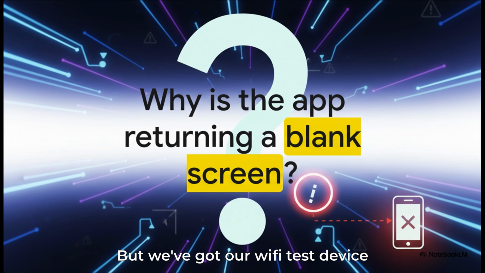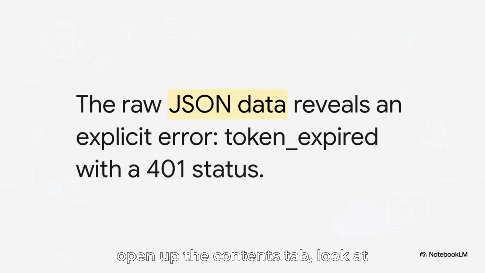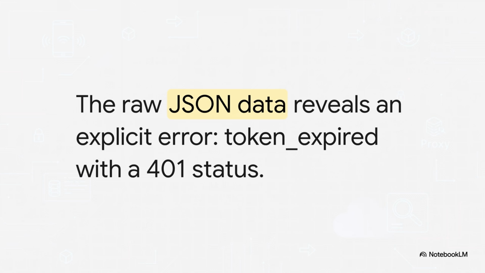But we've got our Wi-Fi test device connected to Charles, we retrace the user's steps, and immediately, right there in the sequence view, a specific API request flashes red. So we click on that red request, open up the Contents tab, look at the response, and boom. Right there in the raw JSON data, it clearly says error, token_expired, with a status of 401 unauthorized. No more guessing, we have concrete proof that the server is explicitly rejecting the call.